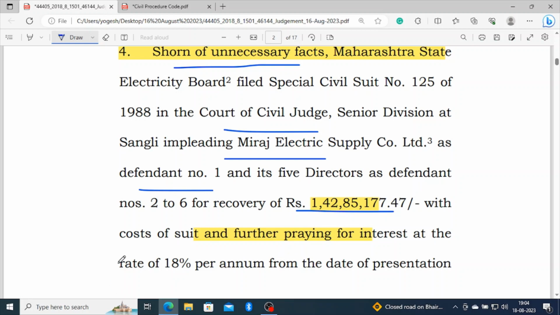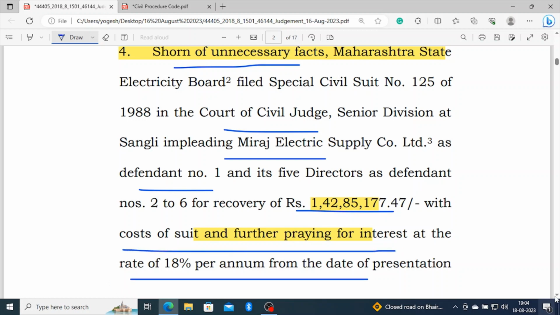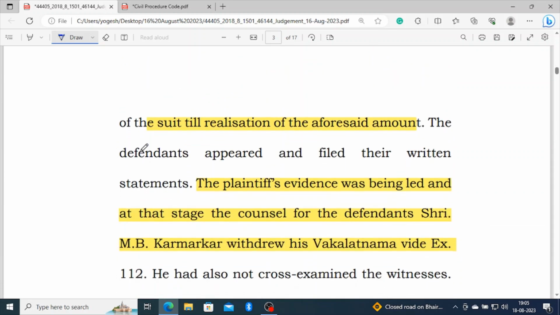1,42,85,177 rupees with the cost of suit, and for interest of 18% per annum from the date of the presentation of the suit till realization of the court. That was the prayer made in the civil suit filed by the respondent. Then the defendant appeared and filed the written statement. When the civil suit was filed, the defendant appeared, filed a written statement, and the court gave a date for the plaintiff's evidence.